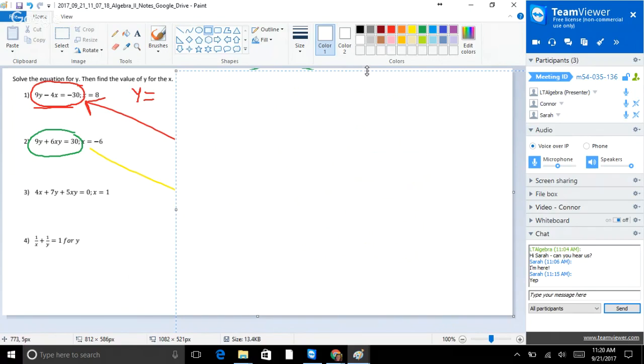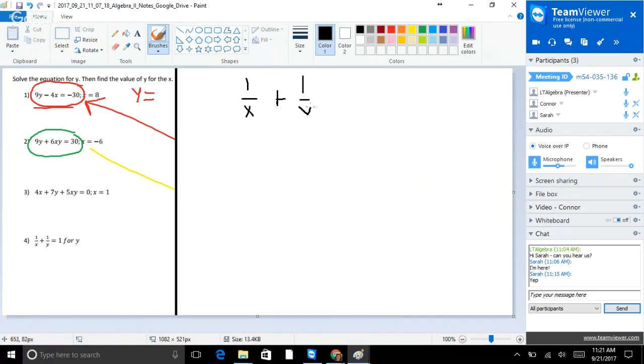Okay. So number 4 is kind of a crazy one. It's kind of one of those challenge problems. You're not going to see it very often, but it'll be good for us to go over. And maybe it's not a challenge for you guys. I just think it's a little bit different. So we have 1 over x plus 1 over y equals 1, and they want us to solve it for y.